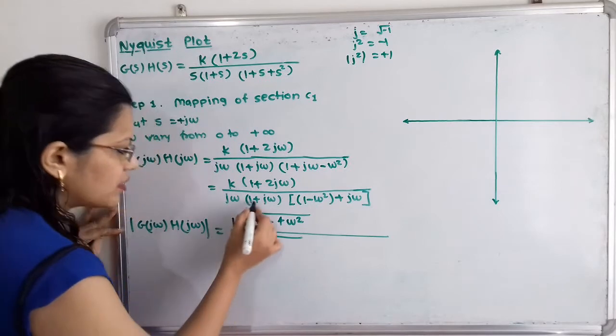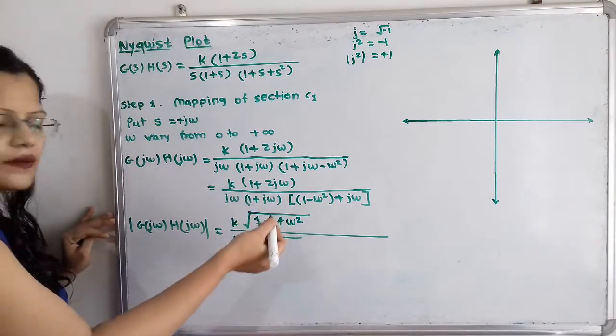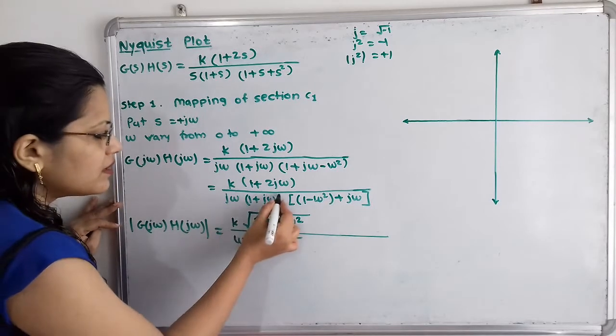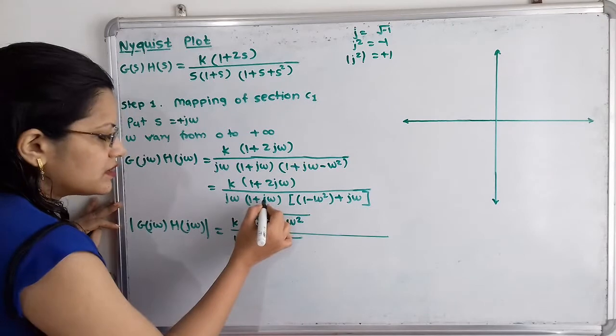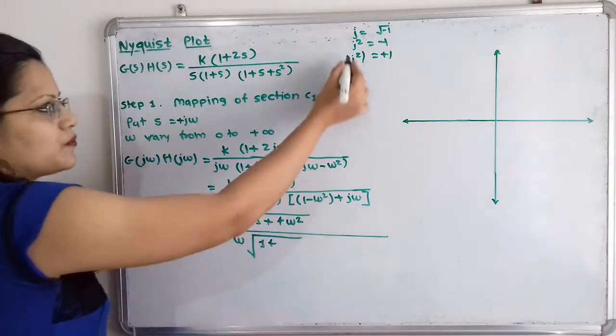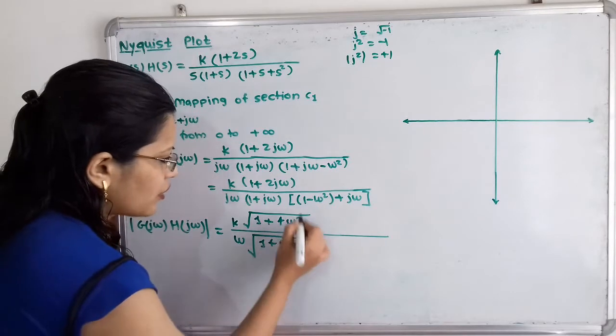Then for the next term, 1 plus j omega, the square root of 1 plus j omega squared. Here I will take the square of 1, that is 1, plus j squared omega squared. The modulus of j squared is plus 1, so I will write only omega squared.